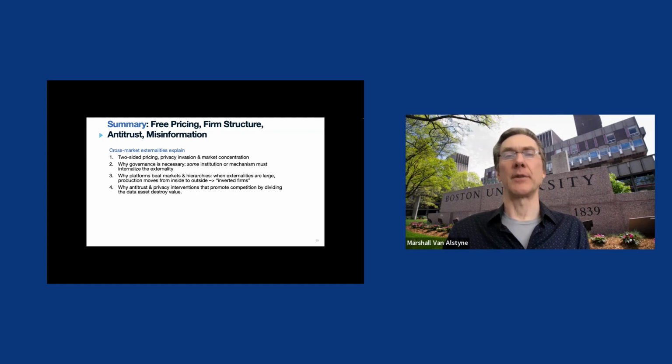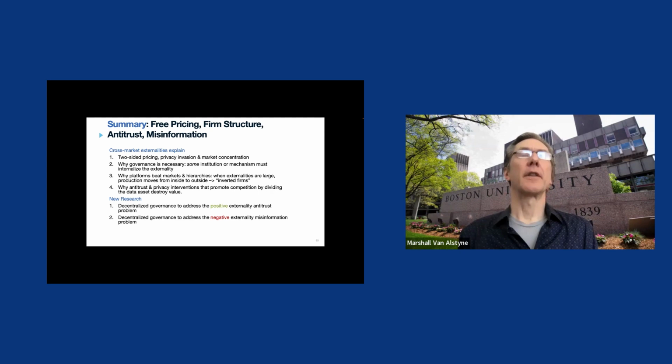The implication is new research should focus on things like decentralized governance to address the positive externality, which is the antitrust problem. So how do we deal with these super large companies? And I think decentralized governance will be the mechanism to do that. And similarly, I think we can design decentralized governance institutions to address the negative externalities of misinformation.